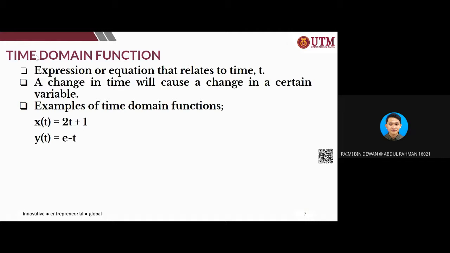Next, time domain function. It is an expression or equation that relates to time. This one is very straightforward because it's time domain, so it is expressed in t. A change in time will cause a change in a certain variable. For example, of a time domain function, we have x(t) equals t plus 1. If t equals 0, you will have x(t) equals 1. And if t equals 1, you will have x(1) equals 3. Same goes for the exponent function.